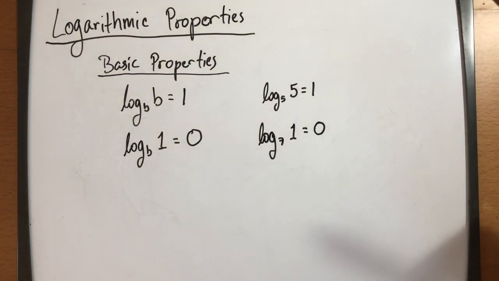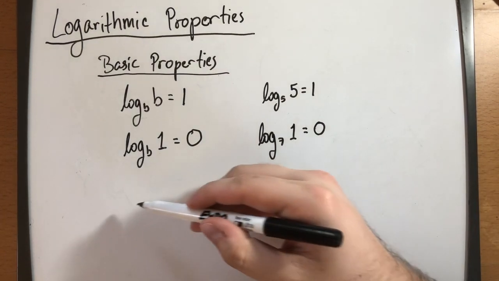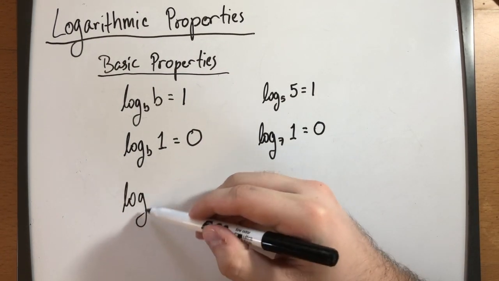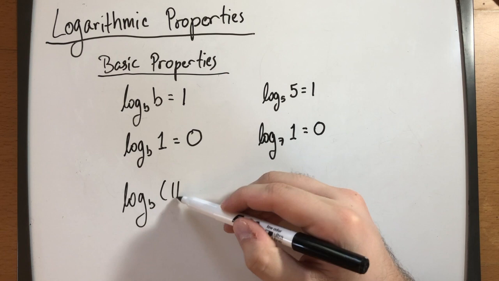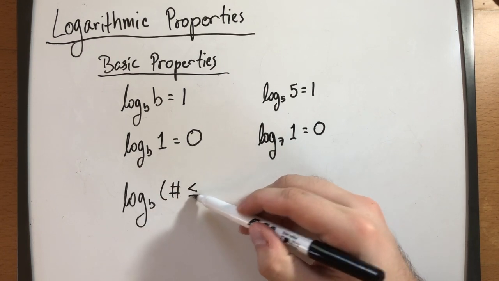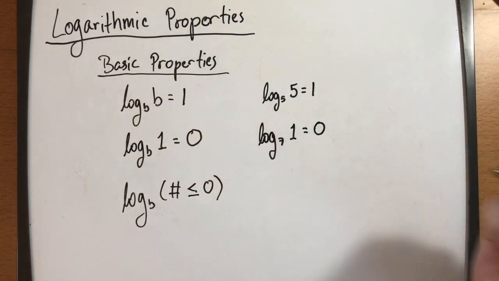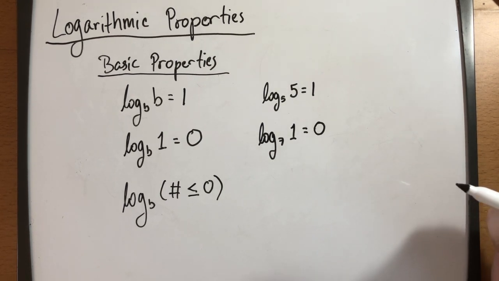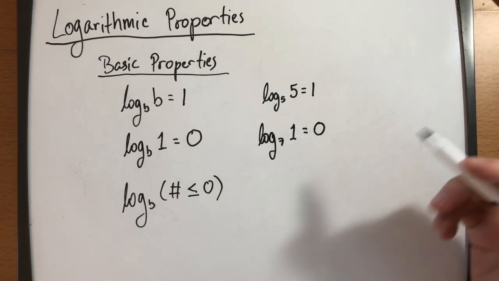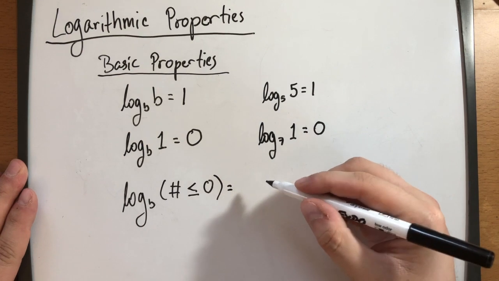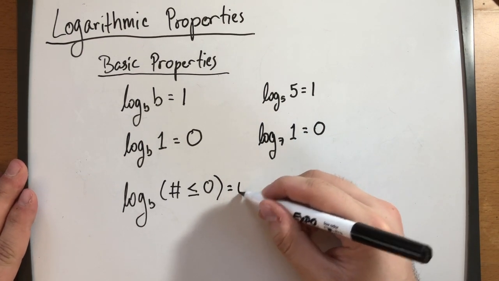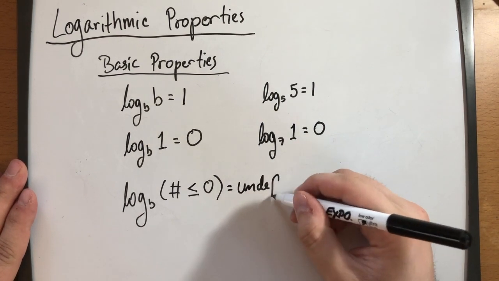And the last important basic property is log base b of any number that is less than or equal to 0. This is because there is no such exponent that will ever make the answer equal to 0 or a negative number. This will never be solvable, therefore this is undefined.